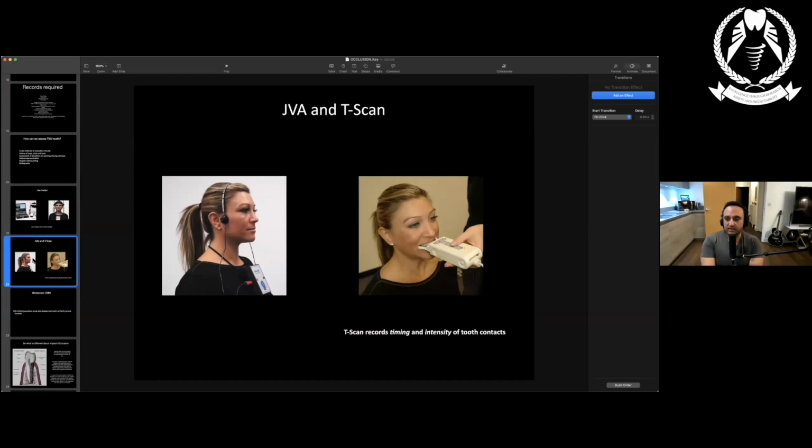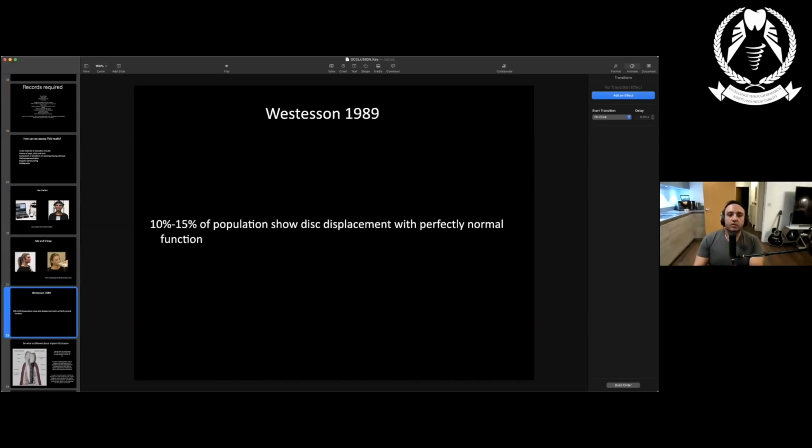It's a fantastic bit of kit, and it's lovely because it shows you how much intensity the force is going through. So this was an interesting point in an article that I read: 10 to 15% of the population showed disc displacement with perfectly normal function. They're displacing these and showing the clicks, and they're just functioning normally. Giving them an array of exercises and things like that could also be quite a good thing.